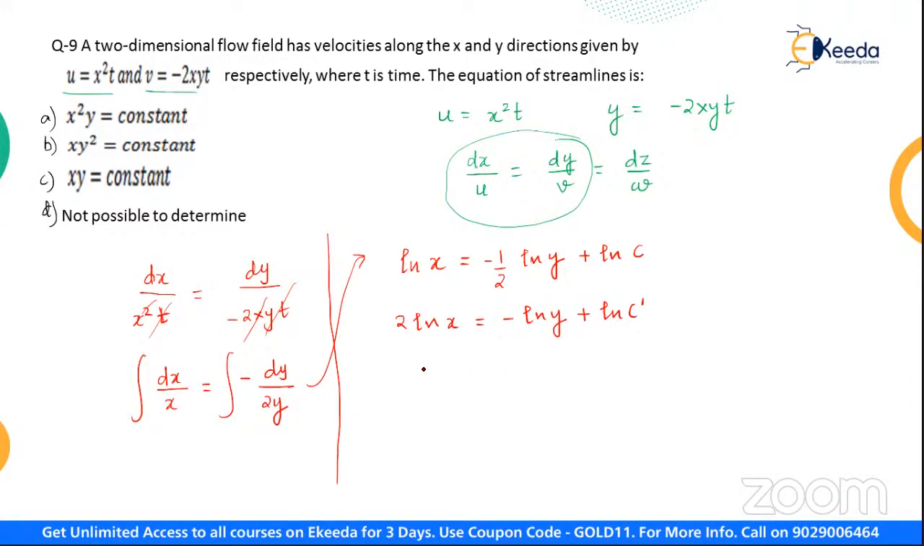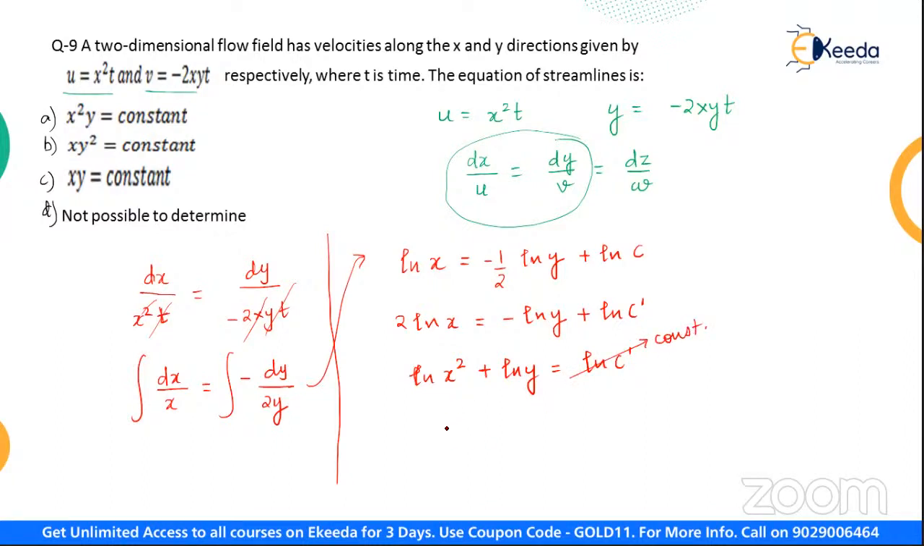Now this can be written as ln. Now this term will be x square, and this can be written as, or let me simplify this. This will be ln x square plus ln y, that is equal to another constant. This will be a constant value.